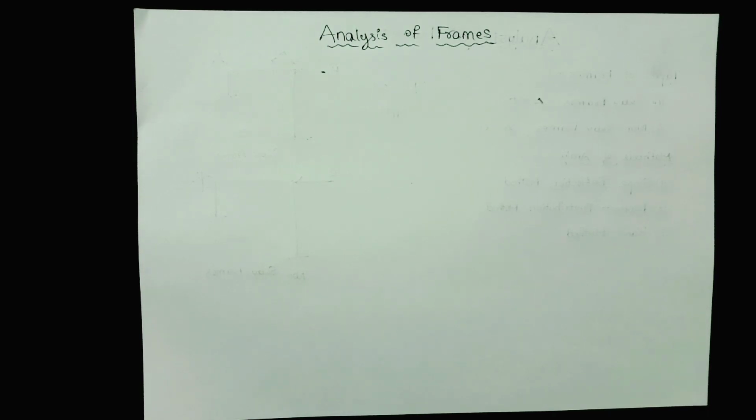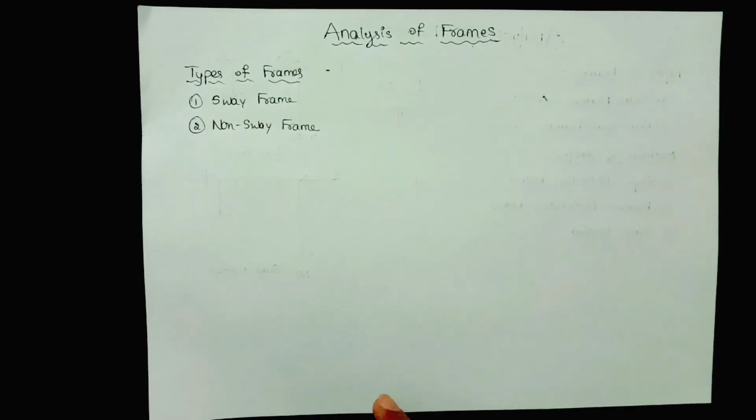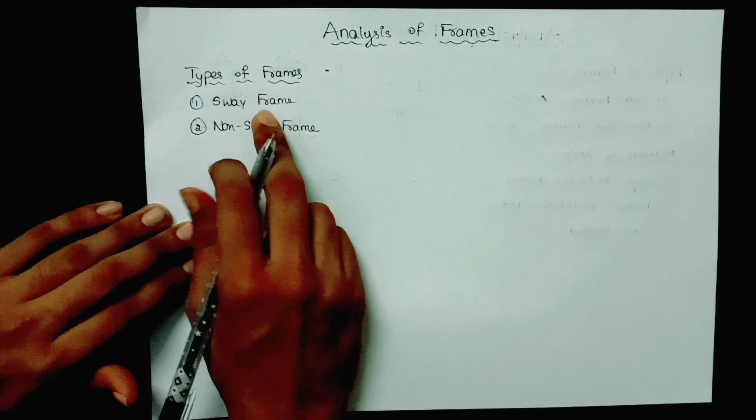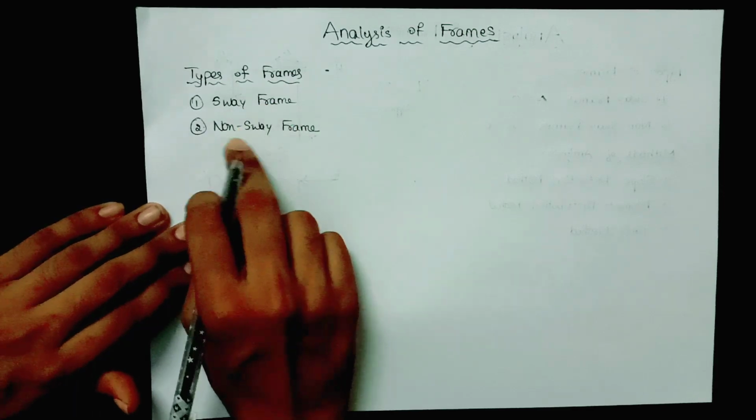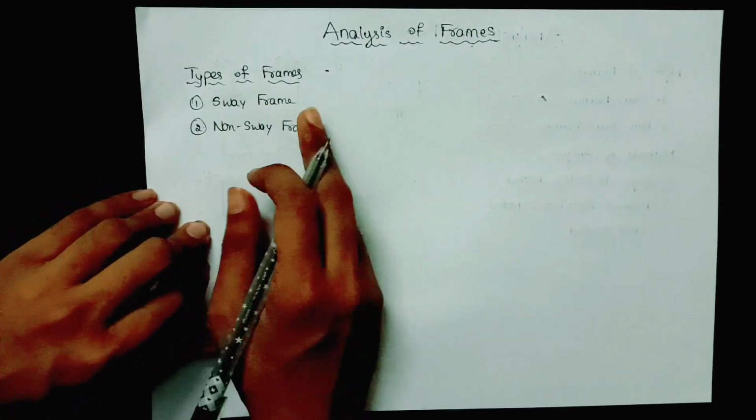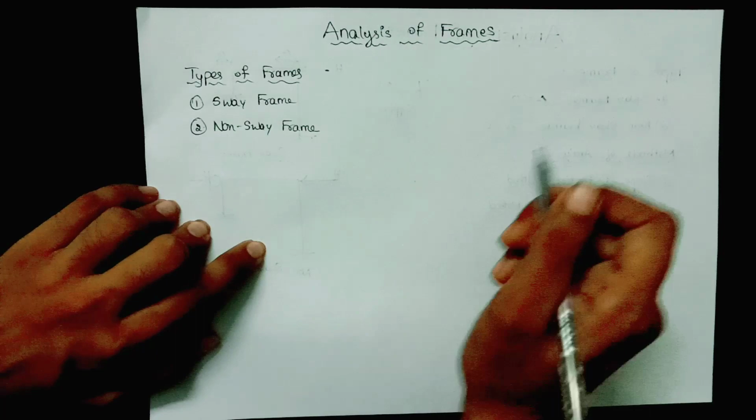In this video I am going to explain a little bit of introduction about the analysis of frames. So you all know what a frame is. A frame is nothing but the joining of all the members in a systematic manner. There are mainly two types of frames: one is the sway frame and the other one is the non-sway frame. First we will see the sway frame.